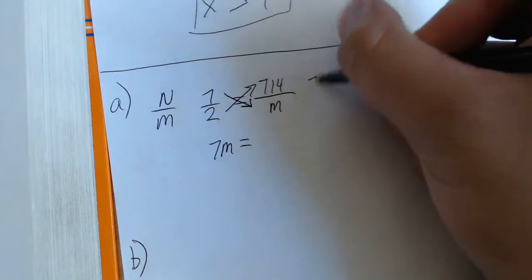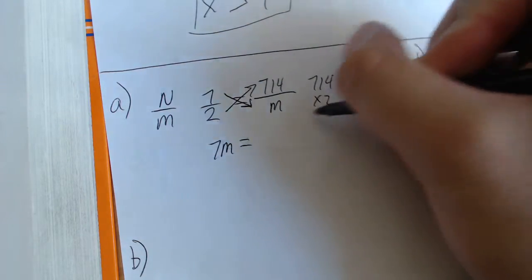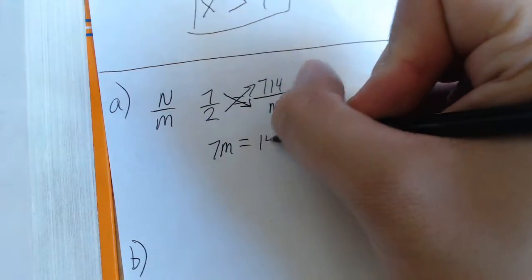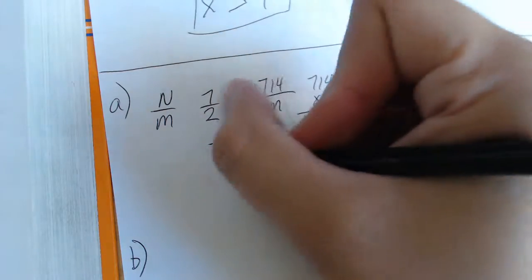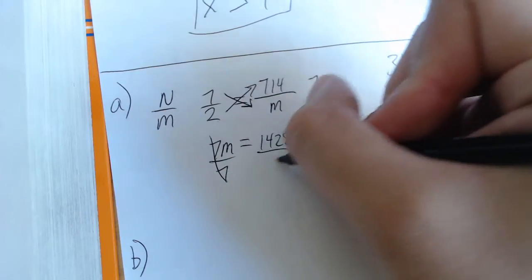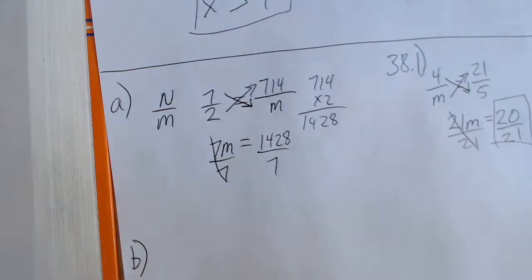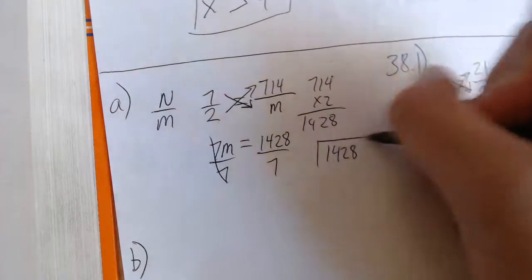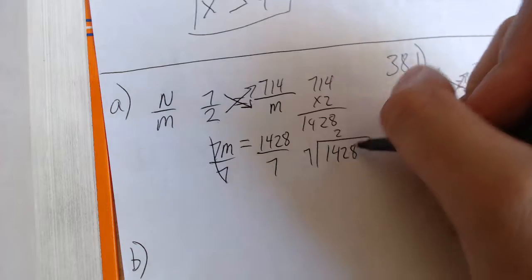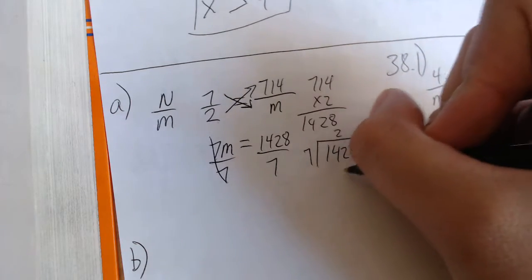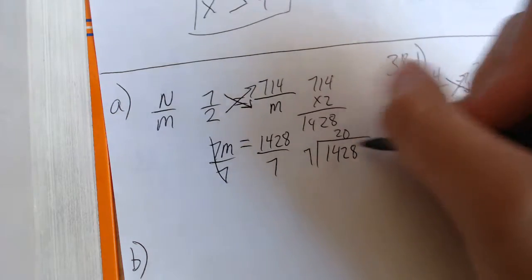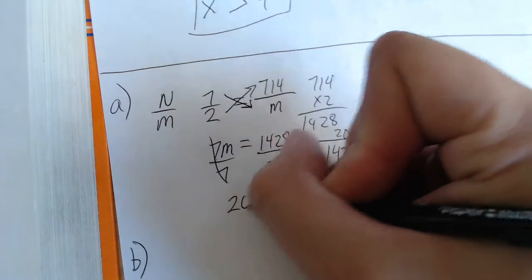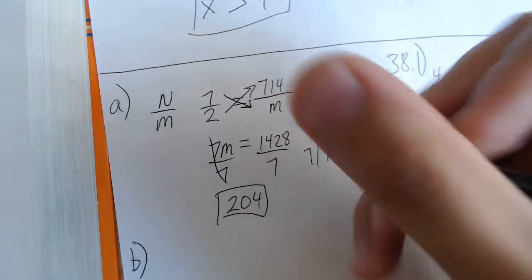So let's see here. 2 times 714 equals 1428. Now we just divide each side by 7 to get our answer. So let's take 1428 divided by 7. 7 goes in 14 2 times, 7 goes in 28 4 times, so 204. So m is equal to 204, and we have our answer.